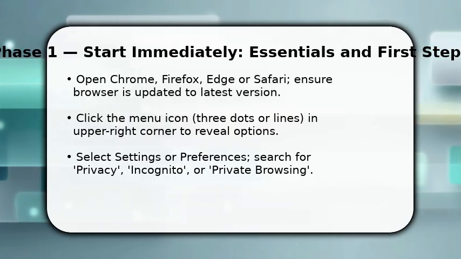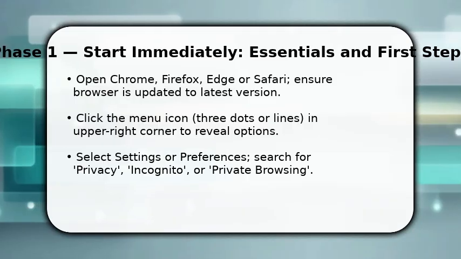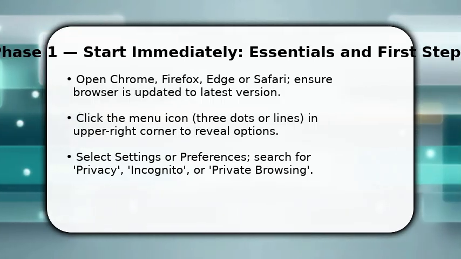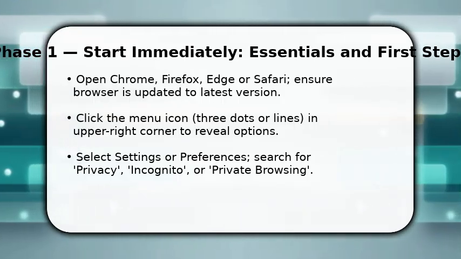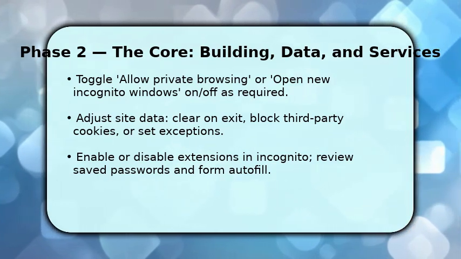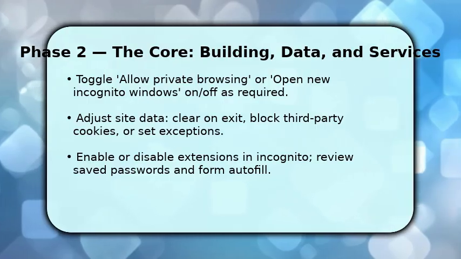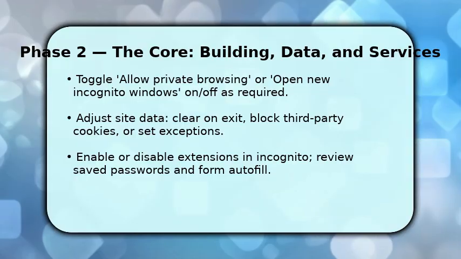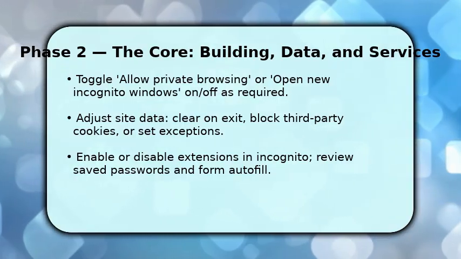You need to find the section that mentions Incognito, Private, or Tracking so you can change how new private windows behave. Now click into that subsection and prepare to toggle or configure options for sessions and site data. Now you adjust the detailed settings, toggle private browsing permissions, and decide whether Incognito windows should open by default or require manual launch. Once done, configure site data policies.